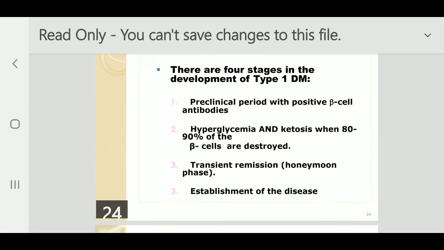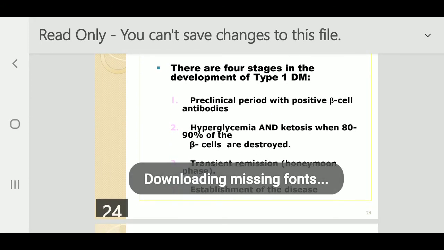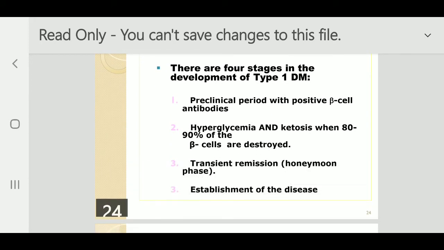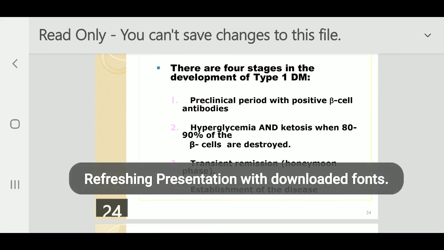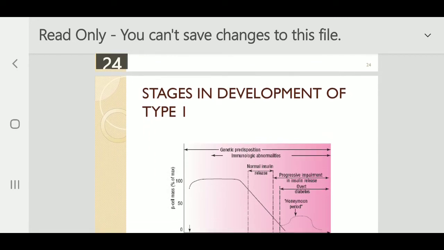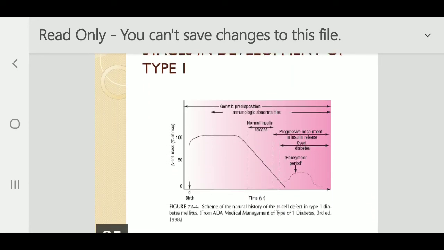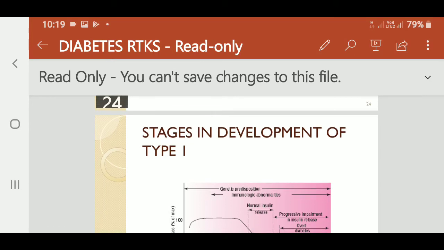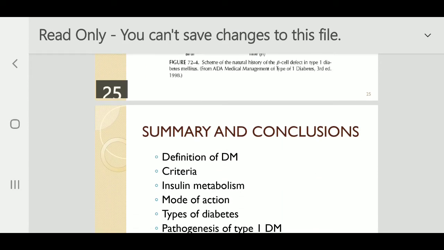There are 4 stages in the development of type 1 diabetes mellitus. One is preclinical period with positive beta cell antibodies, hyperglycemia and ketosis, when 80 to 90% of the beta cells are destroyed, transient remission and establishment of the disease. Now, this is the diagrammatic representation that shows you the stages in the development of type 1 diabetes.